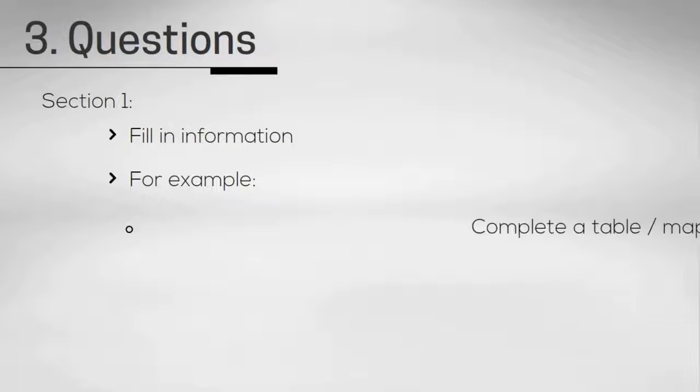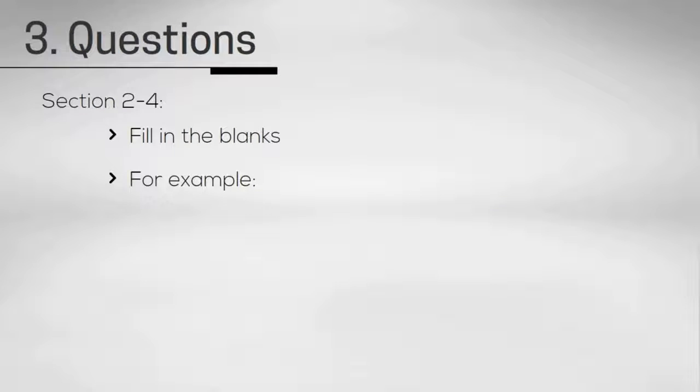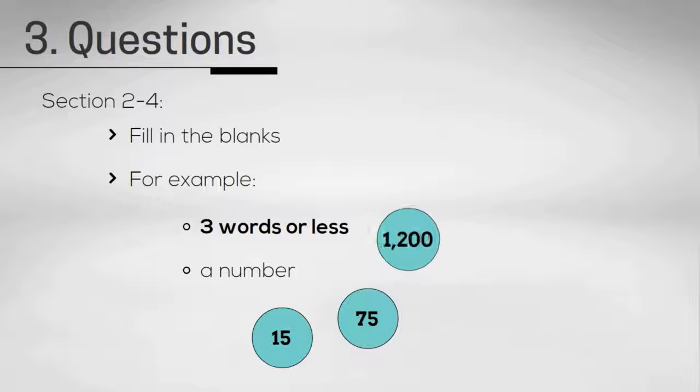For the first section, you will usually be asked to fill in some missing information. It could be, for example, filling in a room plan or completing a table. With the example of a student talking to an estate agent, you could be asked questions about the rent costs, the size of the flat, and other types of facilities. For the other 3 sections, the questions usually require you to fill in words or numbers in the blank spaces provided. You should always follow the instructions carefully. For instance, if the instruction says 3 words or less, do not write more than 3 words. If, however, the answer is a number, you can simply fill in the complete number.